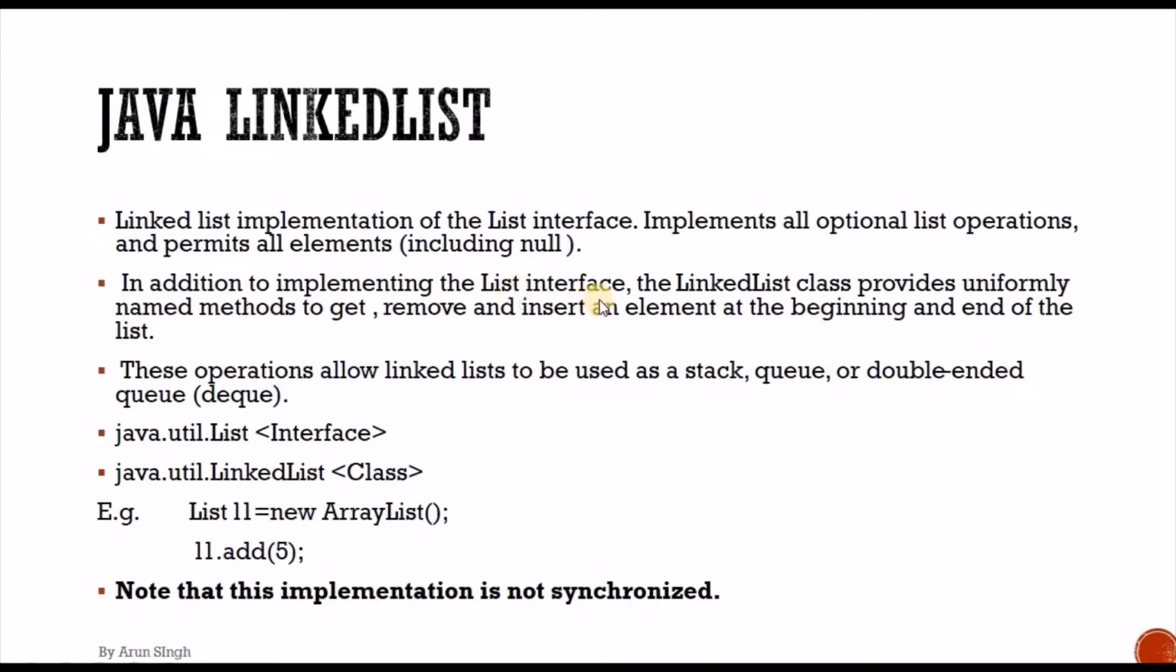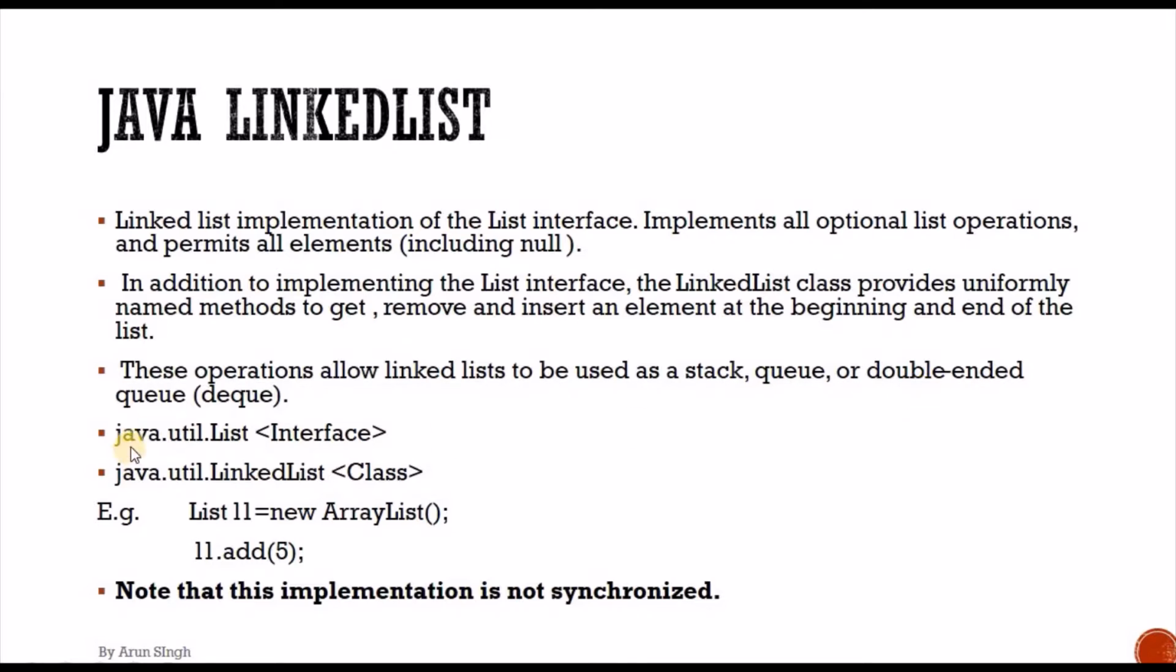In addition to implementing the List interface, the LinkedList class provides uniformly named methods to get, remove, and insert an element at the beginning and end of the list. These operations allow LinkedList to be used as a stack, queue, or double-ended queue. Due to the methods available in LinkedList, you can use it in terms of these data structures. It will start behaving like a stack, queue, or double-ended queue.